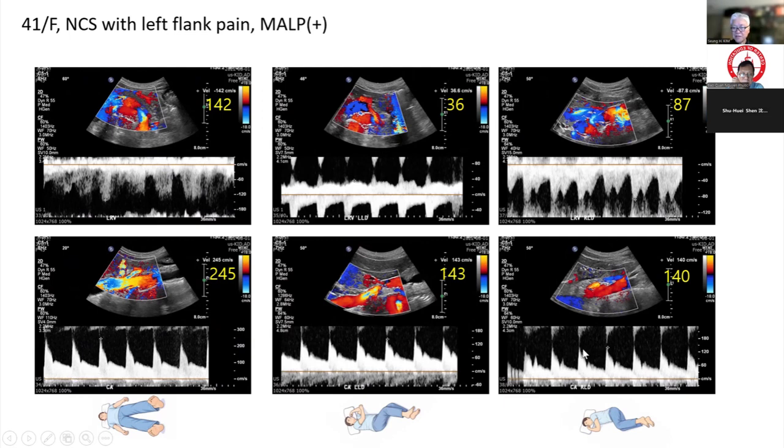This is the celiac artery area. Also, a similar difference exists: the highest flow velocity is in supine, and similar low flow velocity in right and left lateral decubitus.